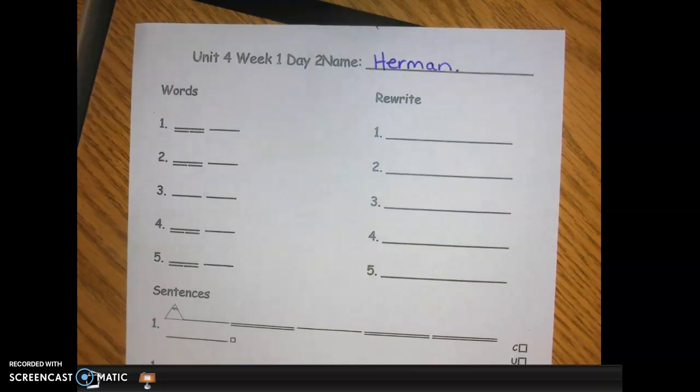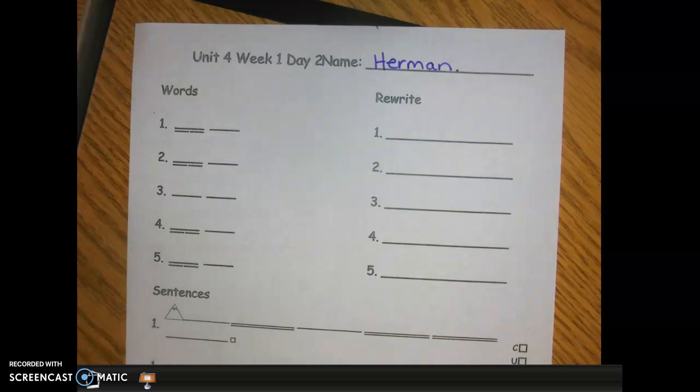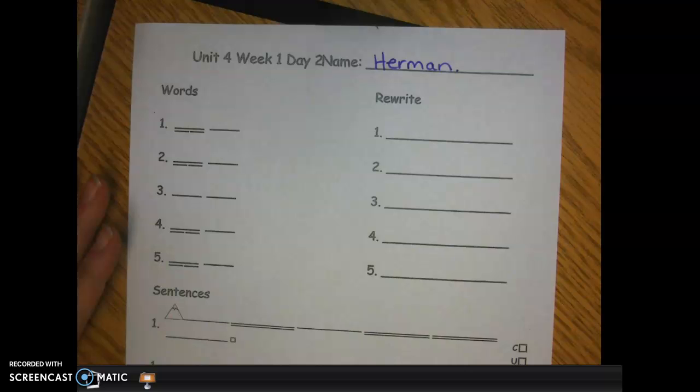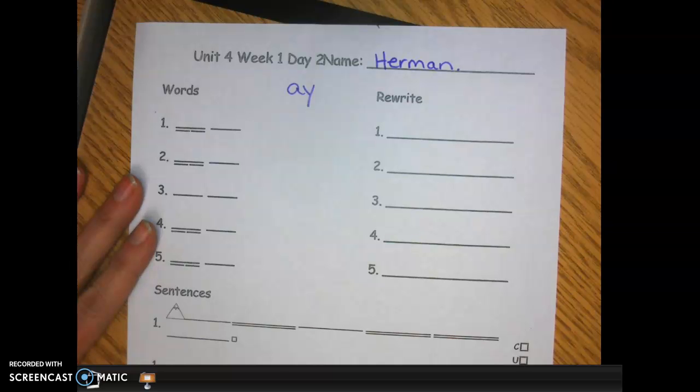All right, get your pounding hands ready. Stretch them out, stretch them out, stretch them out. Okay, our first word. Actually, this week we're learning about the AI and AY. So our first dictation page, we did AI, right? So what are we going to do on this one? AY. Good. AY. So everyone write AY right on your paper like this.